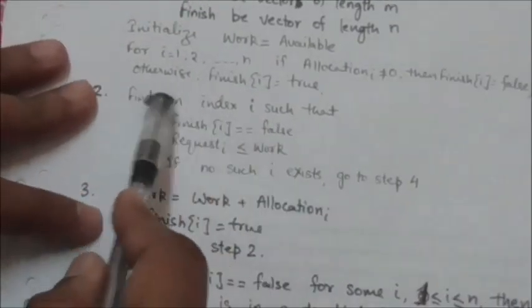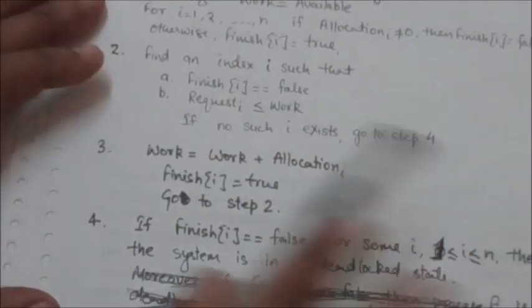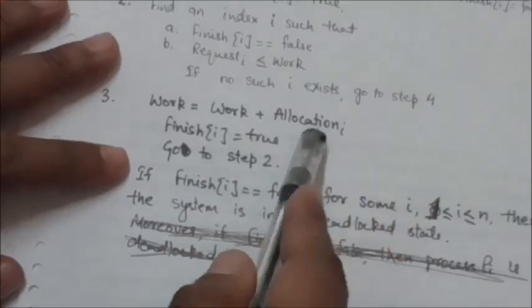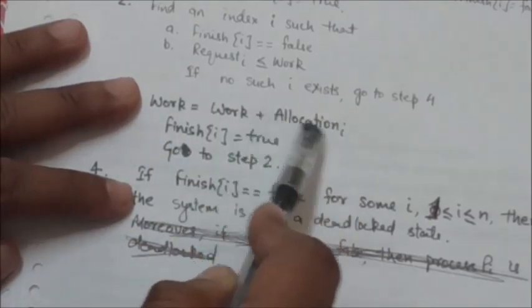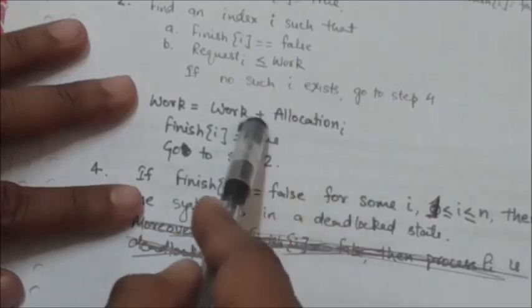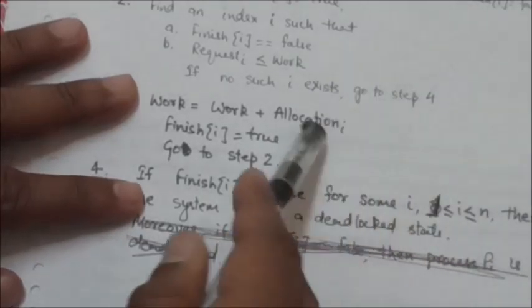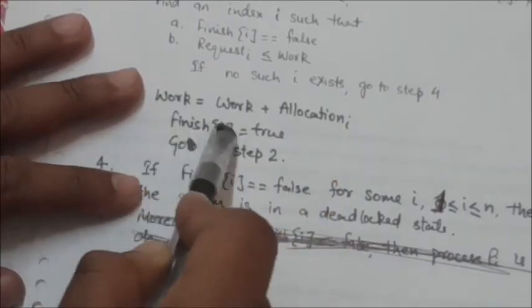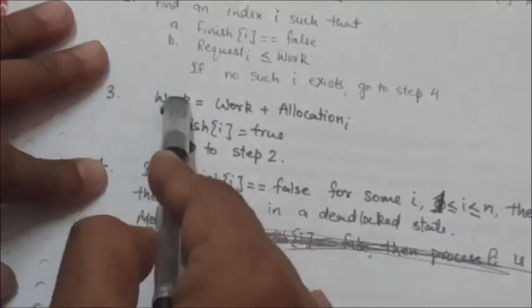Now suppose we find some index I in step 2 which satisfies these two conditions. Then we will go to step 3, not step 4. In step 3, we update the value of the Work vector. To Work we add the ith row of the Allocation matrix, which specifies the resources allocated to process Pi. Then we set the value at the ith index in Finish to true, and after that we go to step 2.